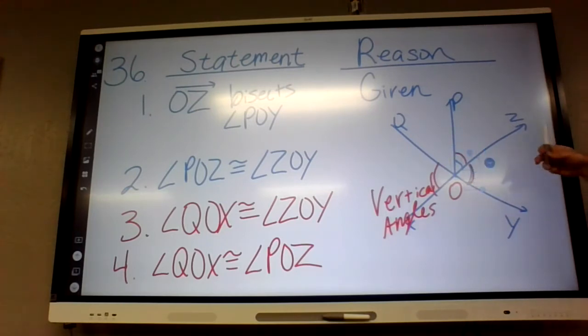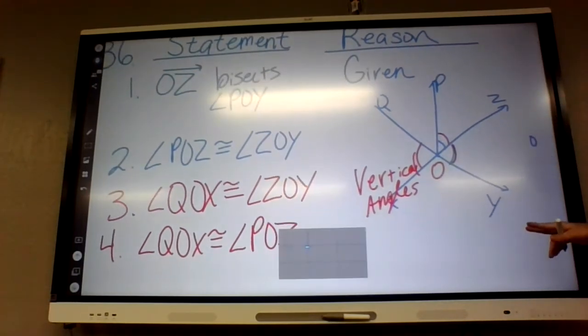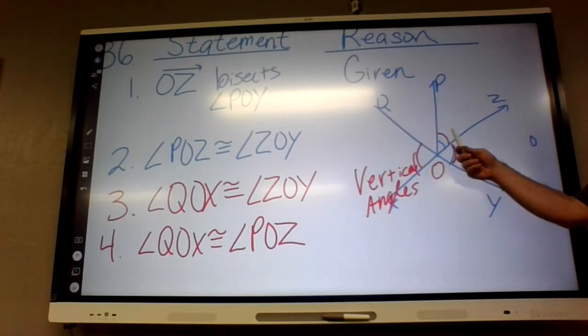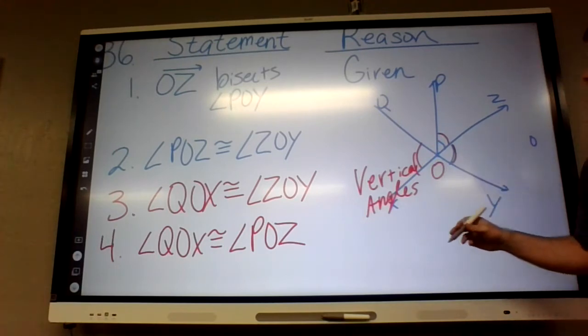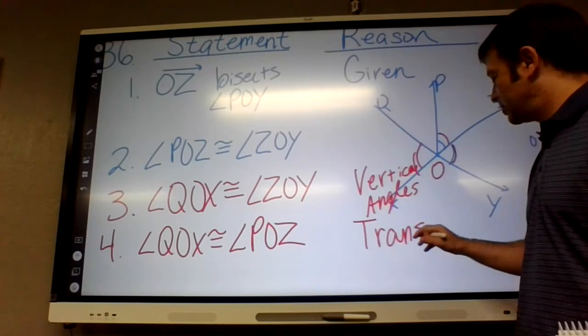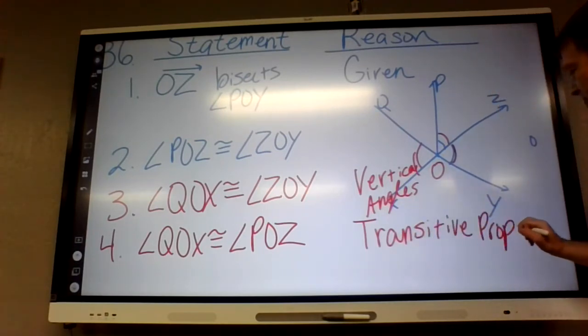Do you guys follow? If these two are congruent and these two are congruent, then why are these two congruent? Because it's the transitive thing. Yes, it's called the transitive property. If A is congruent to B and B is congruent to C, then A and C are congruent. So the reason is transitive property. You can abbreviate the prop. Transitive property.